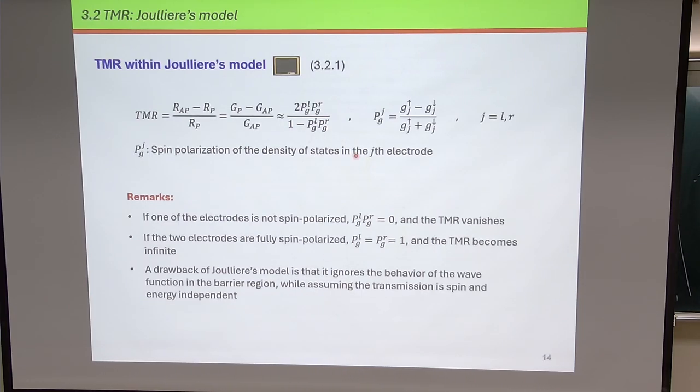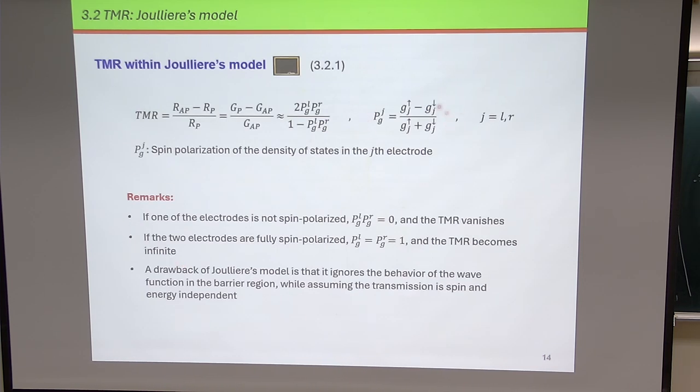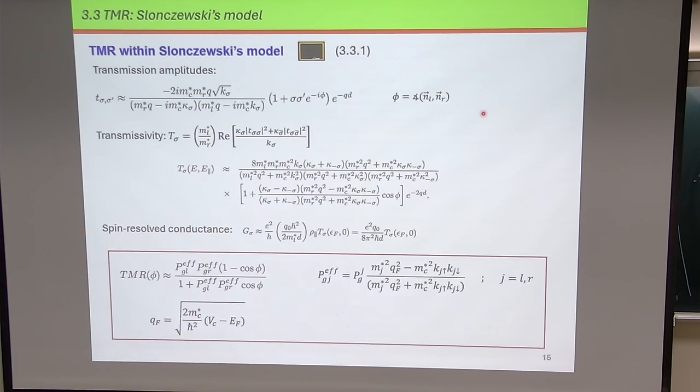Now, this model has a drawback. I didn't go into the details, but in the model, it is assumed that these elements here are constant. They don't depend on spin, they don't depend on k, which made the calculation easier so that you can get this easy expression. To overcome this drawback, Slonczewski introduced another model, and in this model, you really take into account the transmission probabilities for spin up and spin down, and so on.